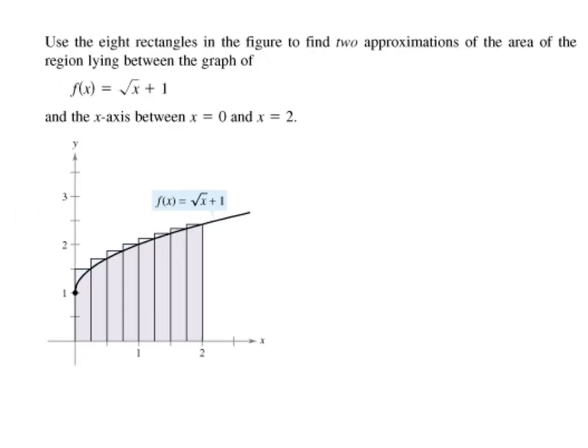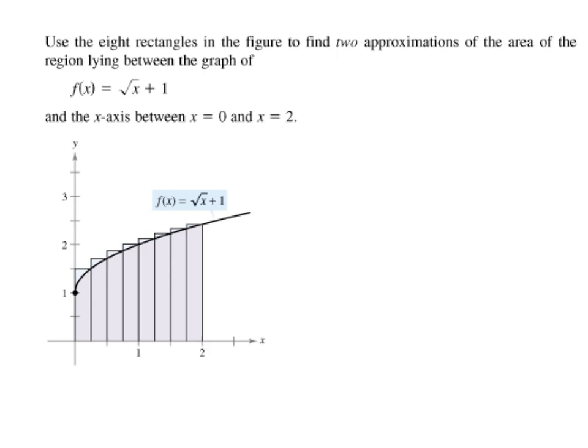If we want to use the 8 rectangles in the figure to find 2 approximations of the area of the region lying between the graph of f of x equals the square root of x plus 1 and the x-axis between x equals 0 and x equals 2, what we're going to do is use rectangles that are from the left and from the right.